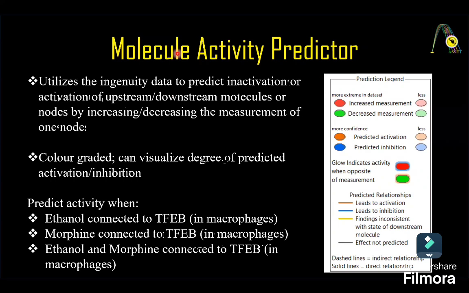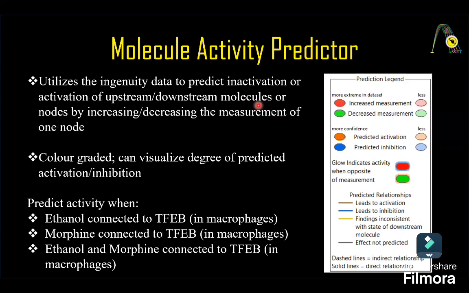So the first thing that we're going to be discussing is the molecule activity predictor. Basically, what the molecule activity predictor does is use IPA's own ingenuity data, that being IPA's own sources of data, and also the third-party sources, right? So all of the publication data that IPA has.